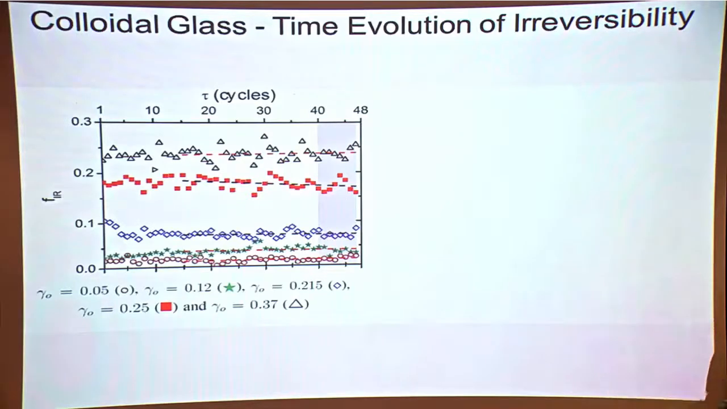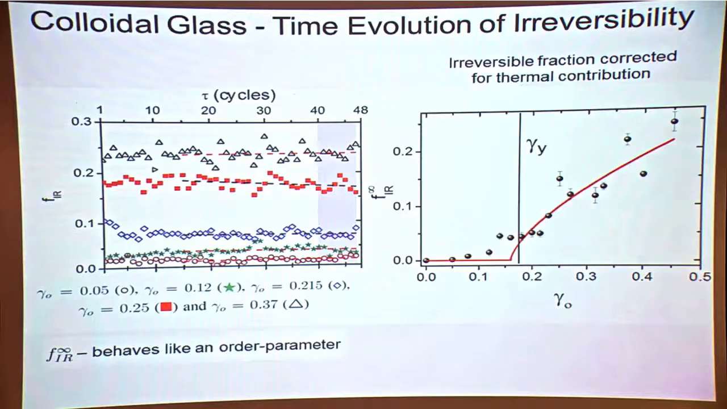Here what we were not able to see very well is the initial decay, because of the signal to noise issues with the imaging and our quantification. But what we relied upon in this data was the asymptotic value, which we call F irreversible infinity, and see how it behaves. This is like the order parameter, and this is the data showing it as a function of gamma naught.